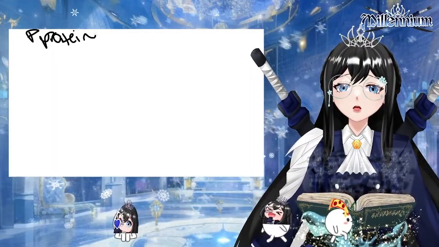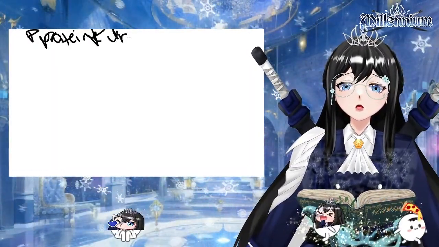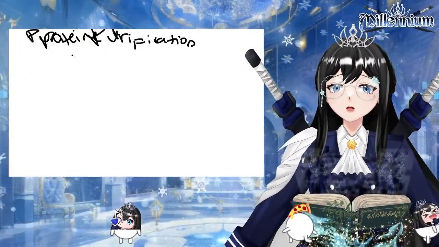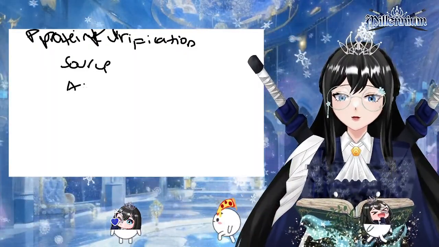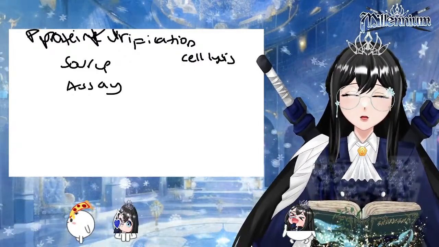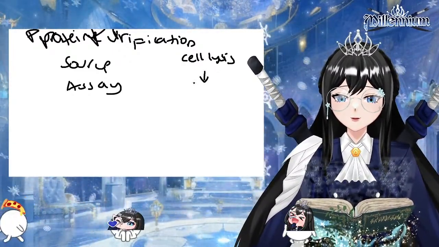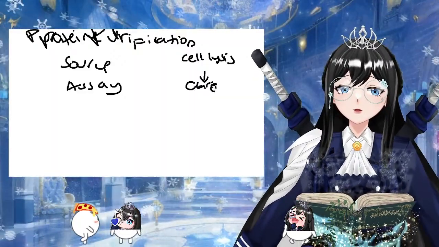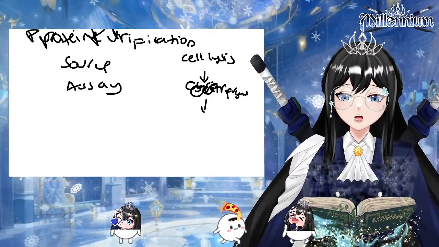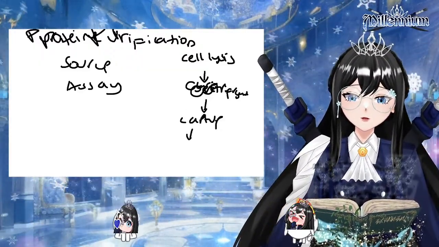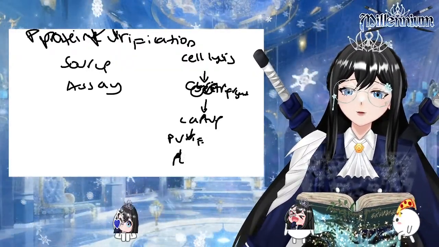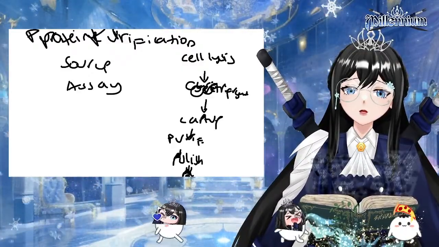So again, when you do protein purification, you need the source and the assay. And then the normal flow is you have the cell lysis, you break the cells open, and then you have the clarification or centrifugation. And then you capture the protein. Then you purify the intermediate, polish, and then buffer. Okay, let me explain it one by one.